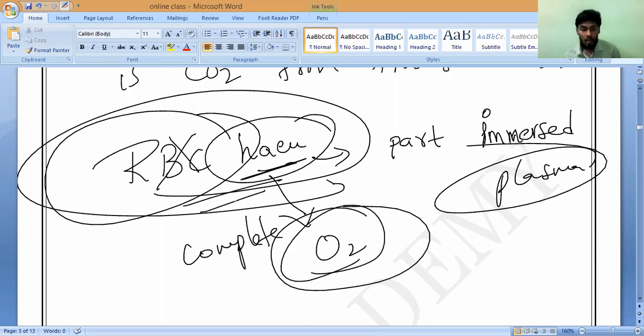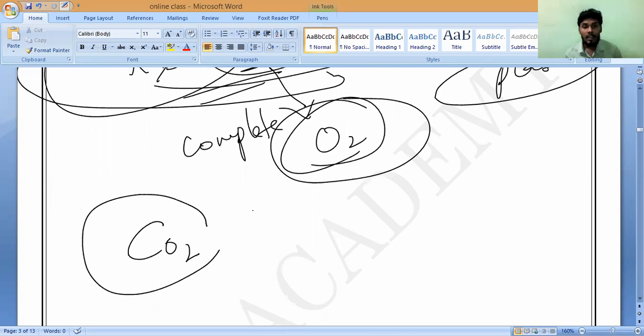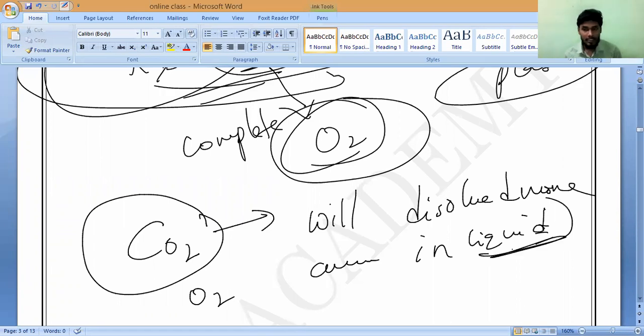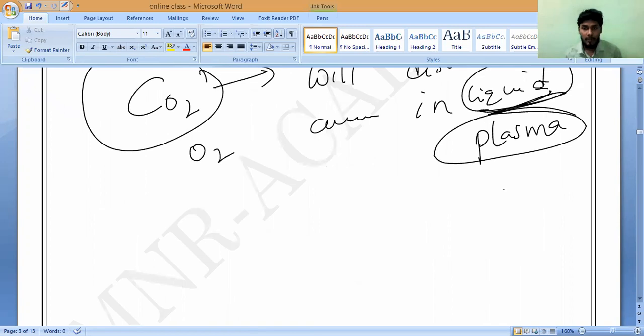But if it comes to the carbon dioxide released in the respiration process, remember, compared to oxygen, carbon dioxide will dissolve in a greater amount in liquid. So for example, what is the liquid contained here in the blood? Water. Plasma only. So plasma majorly contains what? 90% of it contains what? Water.